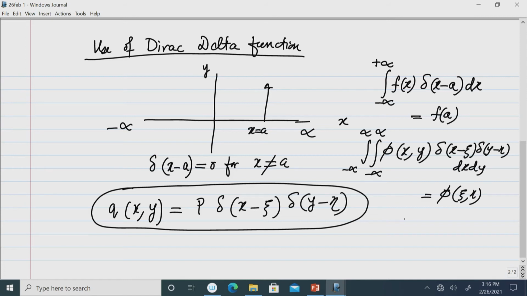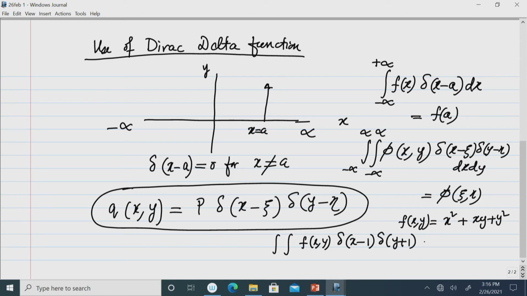So, if a function is defined, f(x,y) is equal to, say, x square plus xy plus y square. Now, if I want to integrate this function with a Dirac delta function, say x minus 1 and y plus 1 for example, in a limit, you can take any limit, okay, say minus 10 to plus 10, finite limit or infinite limit, and here again minus 10 to plus 10.